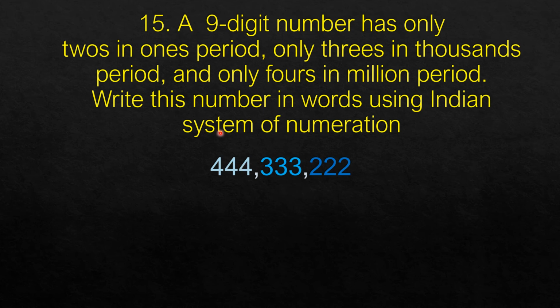Now we are asked to write the same number in the Indian system of numeration. So what is the difference between the Indian system and the international system? Only the placement of commas. Here we group 333, but in the Indian system 3222. So what will be the answer? 44 crores 43 lakh 33,222.